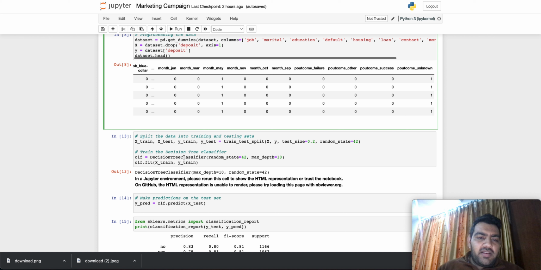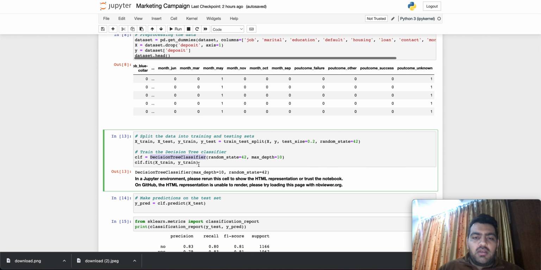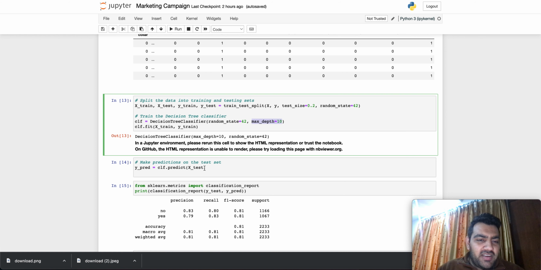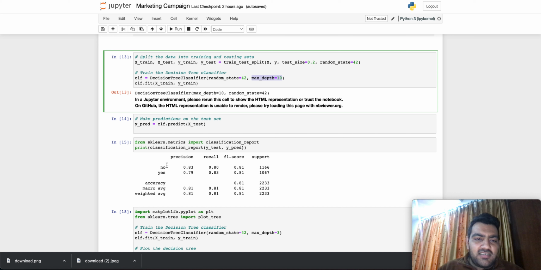I'm using a decision tree classifier, and just not to make it very complex, I'm using a maximum depth of 10. This means I don't want my tree to go beyond 10 depth. Then I'm just predicting on the test data, and these are the results.